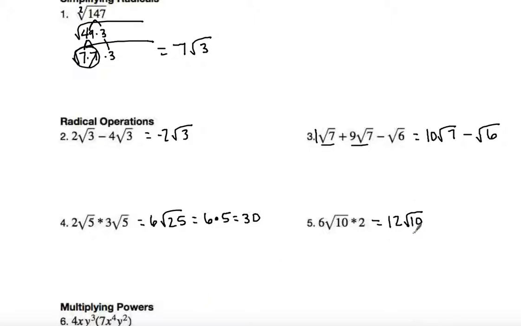Now, anytime you're left with a radical, you should always try to break it down. But if you think about breaking down 10, 10 would break down to 5 times 2, and neither 5 nor 2 will break down any further, so we actually don't have to do anything with that 10. However, if that 10 had been a 12, then we would need to break it down.